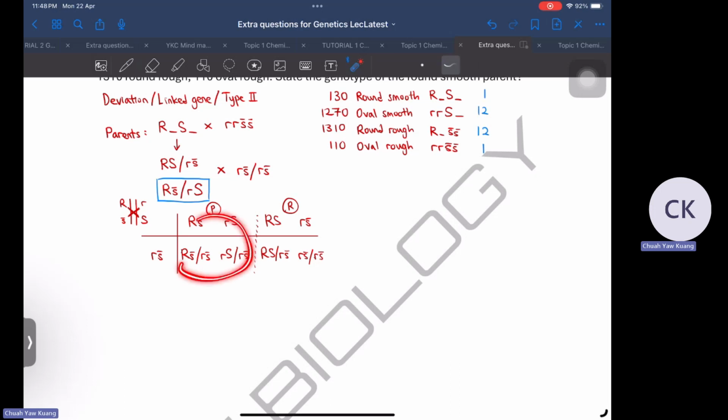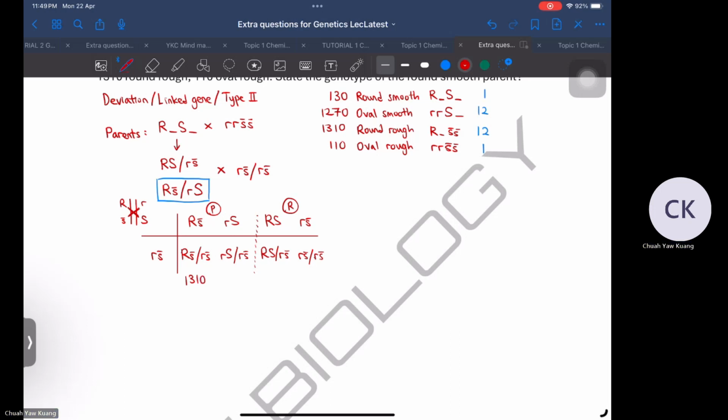Now we know that these two are parental, these two are recombinant. Based on the genotype, try to link it to the phenotype. So this one contains one big R, so that means it must be round. And then two small s, so it must be rough. So round and rough is here, and the number is 1310.